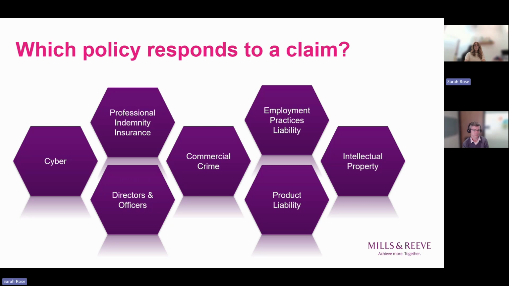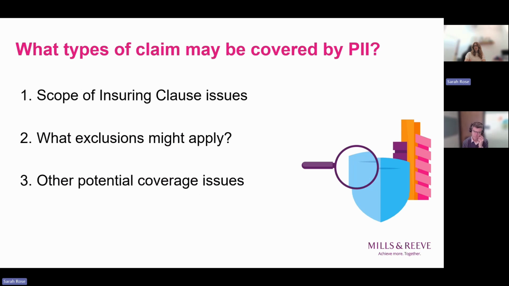So for example, a cyber policy might respond to an AI-driven attack. A D&O policy might respond if it's the directors or officers engaging AI in the decision-making processes. EPL policies might respond if there's a discrimination claim arising from a biased AI recruitment tool. IP policies could respond to copyright or trademark breaches, and crime policies might respond to financial fraud committed using AI. So when considering cover, 3 questions are always asked: the scope of the insuring clause, any exclusions that might apply, and any other potential coverage issues.